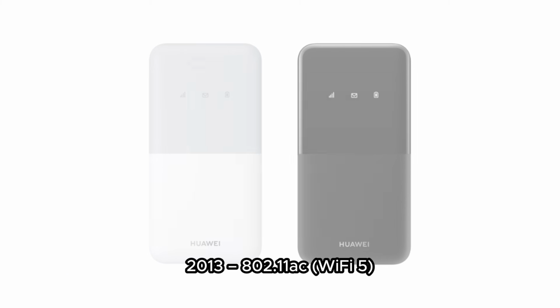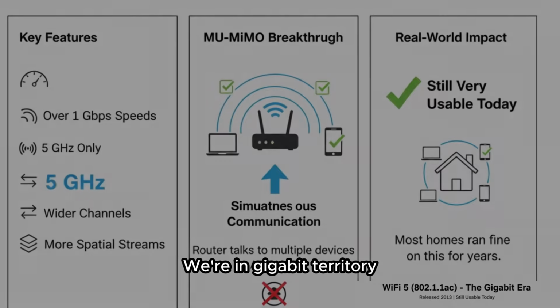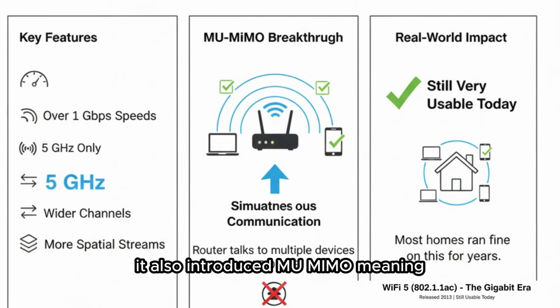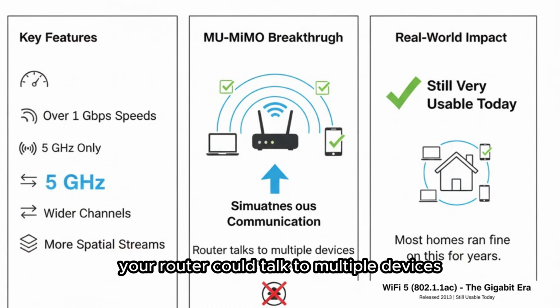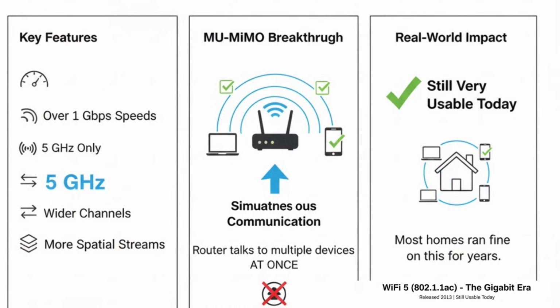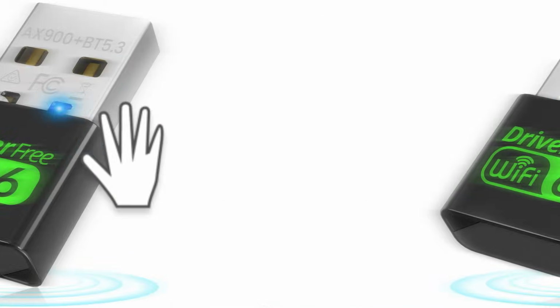2013, 802.11ac, Wi-Fi 5. Now we're in gigabit territory, over 1 gigabit speeds, 5 gigahertz only, wider channels, more spatial streams. It also introduced MU-MIMO, meaning your router could talk to multiple devices at the same time instead of making them wait in line. Wi-Fi 5 is still very usable today. Most homes ran fine on this for years.